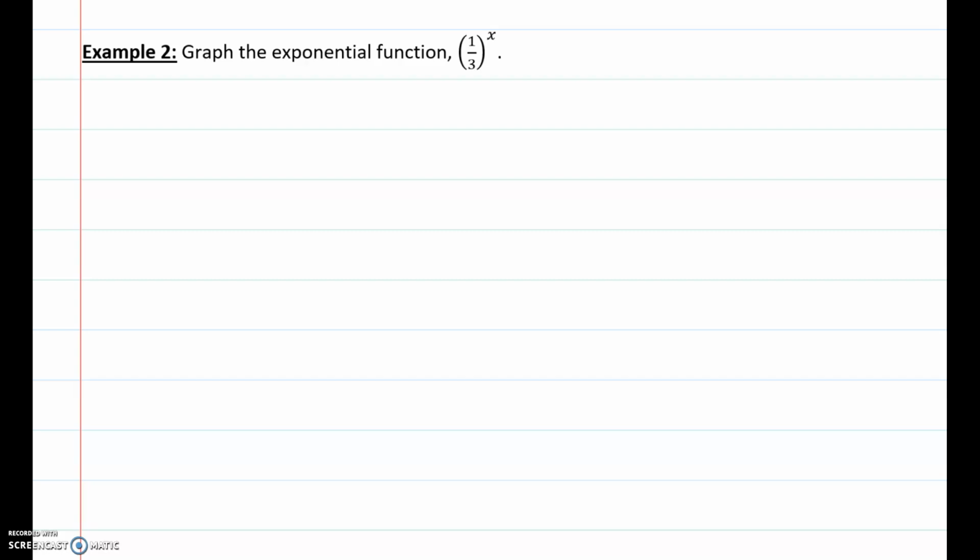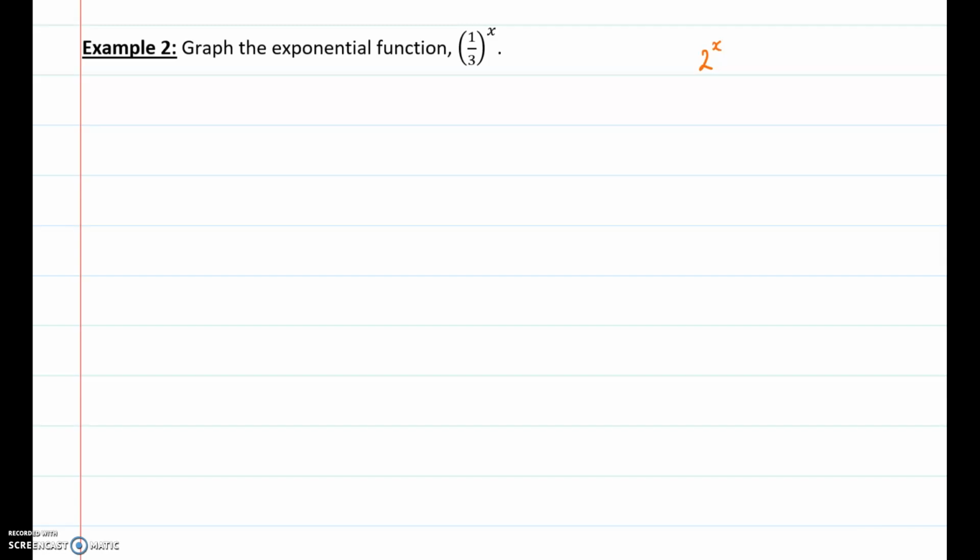Example 2 in graphing exponential functions is to graph the exponential function 1/3 to the power of x. Now, if you've been following these videos, the previous one had a function 2 to the power of x. This one has a function 1/3 to the power of x. You should see immediately that the difference between them is that this new one involves a fraction as the base.